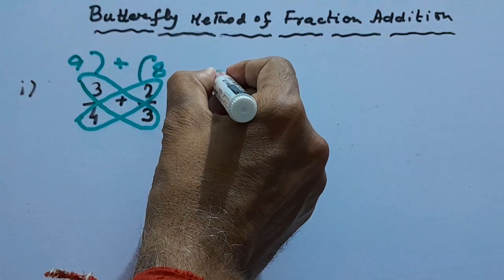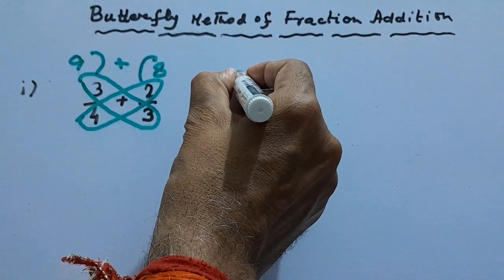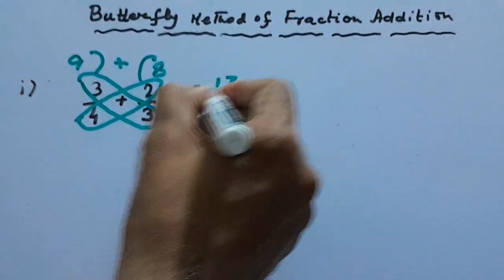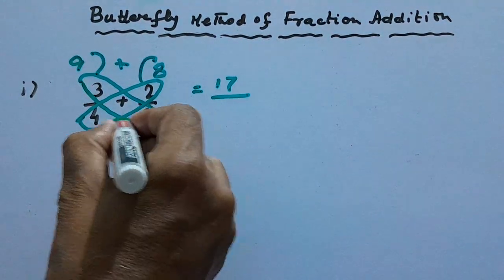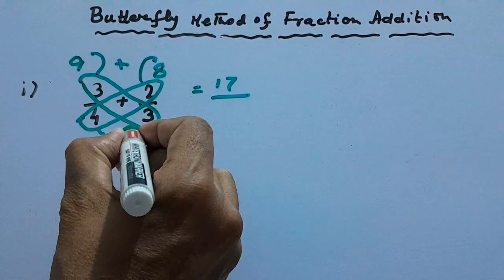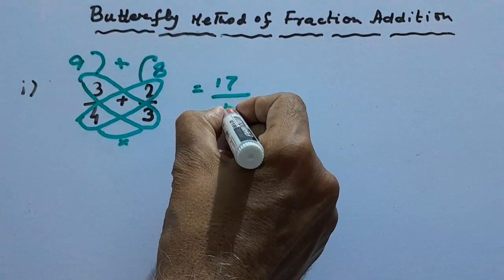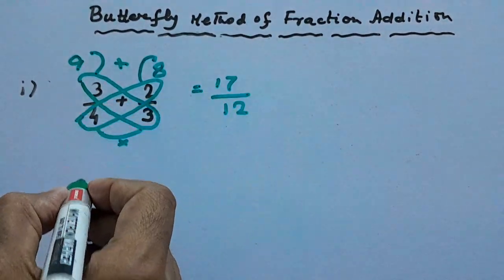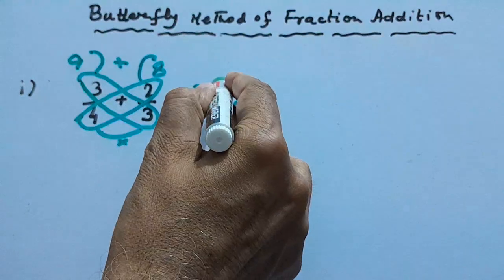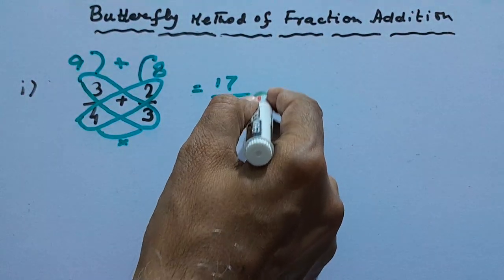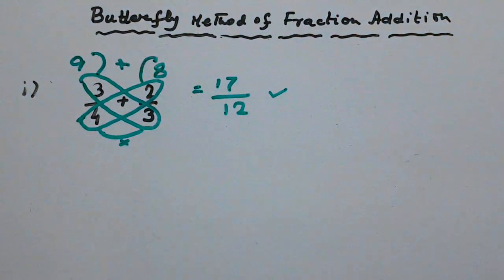So we will put 17 in the numerator. And in the denominator, what we will do? We will multiply these two numbers. 4 times 3 is equal to 12. So the answer of this addition is 17 divided by 12. So this is the answer.